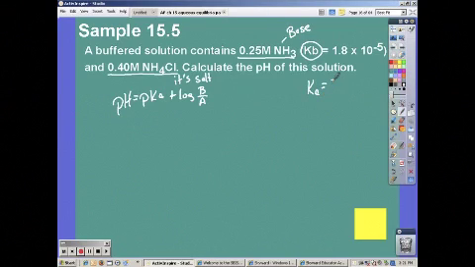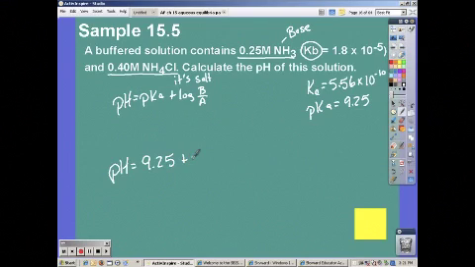So we figure out our Ka, and it's 5.56 times 10 to the negative 10th. And you get that from Kw is equal to Ka times Kb. So 1 times 10 to the negative 14th over our Kb gives us our Ka. Our pKa was 9.25. We know our concentrations because they gave it to us. And so our pH is 9.05.